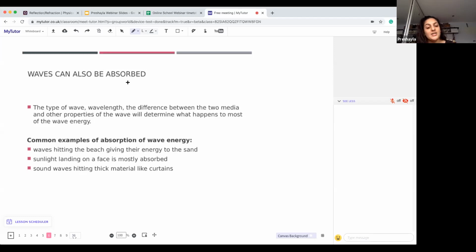So some common examples of absorption are waves hitting the beach and giving their energy to the sand, sunlight landing on a face, which we know will be absorbed, that's why we get tanned or burnt, and sound waves hitting thick materials like curtains, which is why sometimes we can't hear noises outside. Okay.